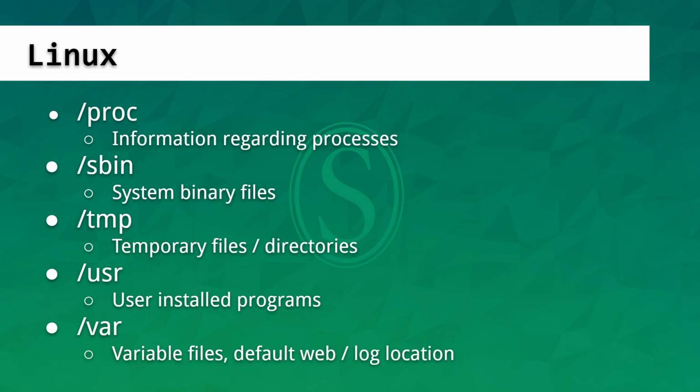/usr, user. These are user-installed programs, similar to /opt, but more pointedly towards a given user. And then /var, these are variable files, log files, and also the default web location. So there'll be /var/www/html, public HTML, and that'll be where, if you installed a web server on a system, the base of the web root would be.